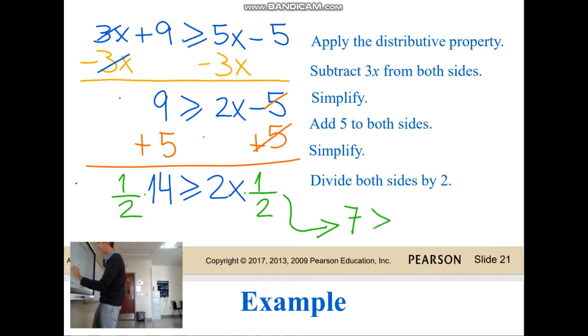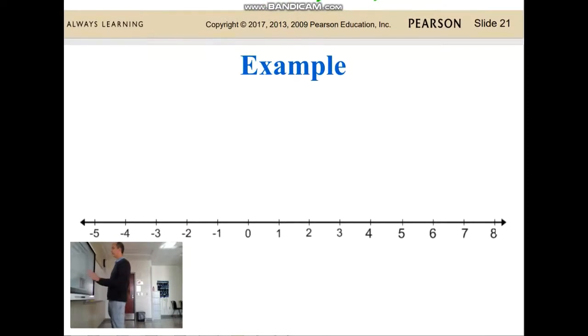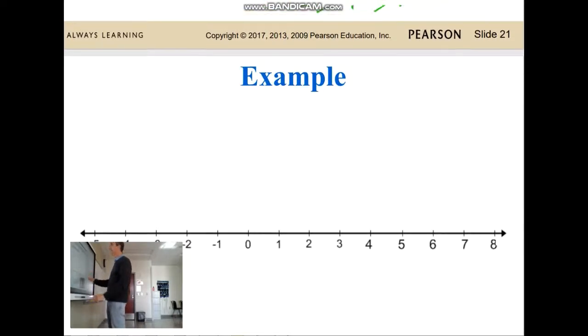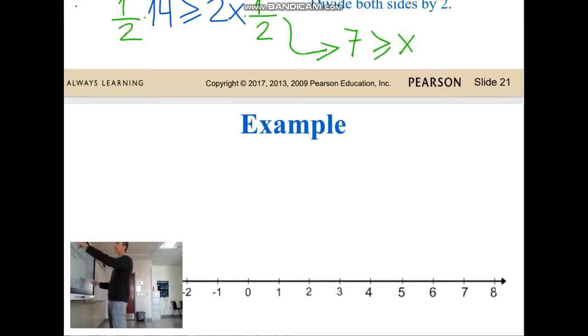Is greater than or equal to x. Look, we have this, and we can represent it now using the number line, right? So 7 is greater than or equal to x. We can write it like this.